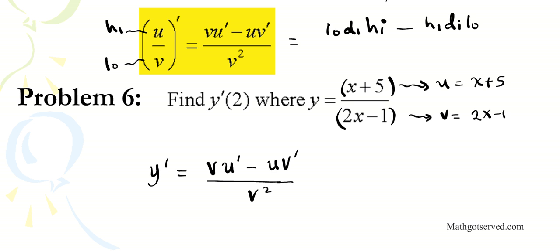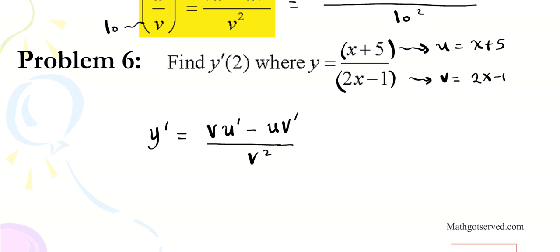So low d high minus high d low over low square. That helps you. It doesn't help me, but it helps some people though. So that's what I was saying here. So just remember this formula and you'll be good. Okay, so let's go ahead and apply this formula to this example.